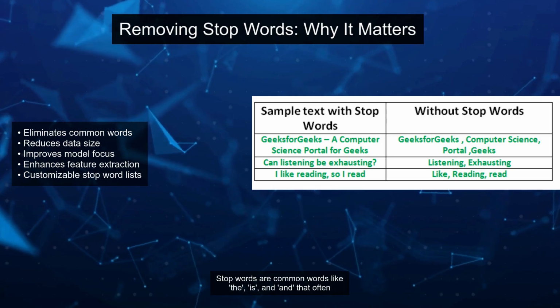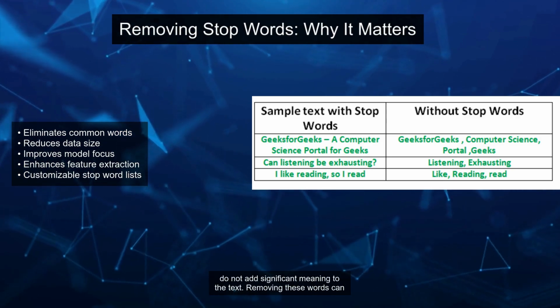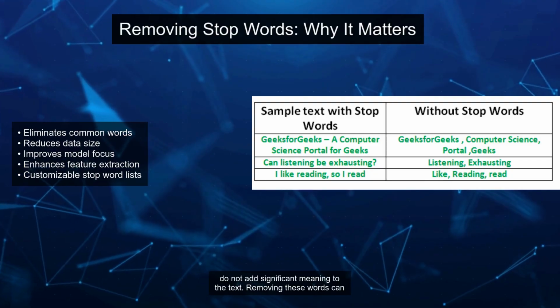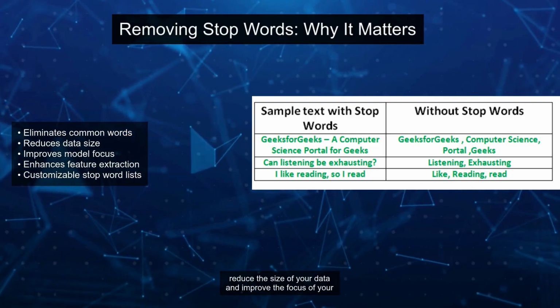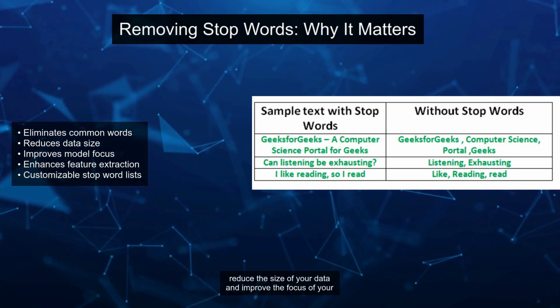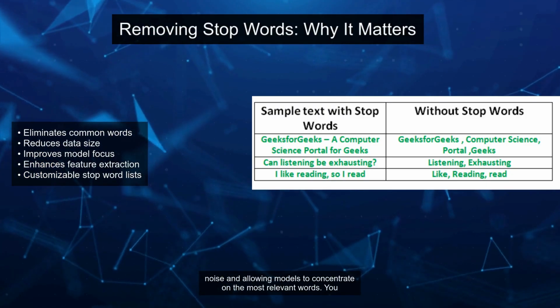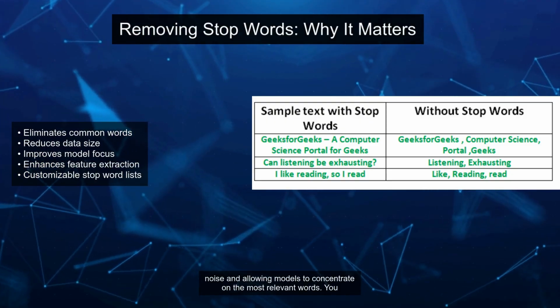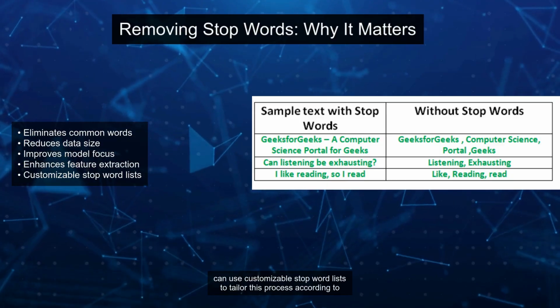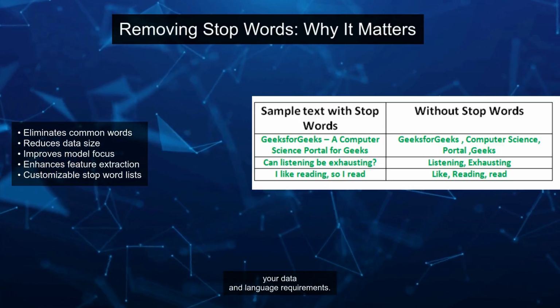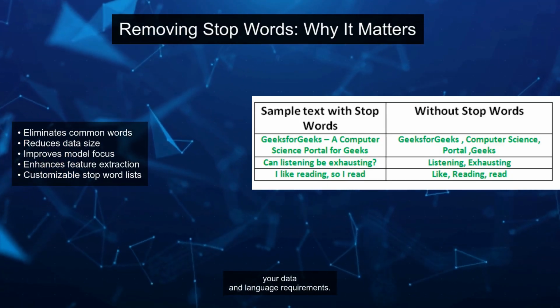Stop words are common words like the, is, and that often do not add significant meaning to the text. Removing these words can reduce the size of your data and improve the focus of your model on more meaningful terms. This step enhances feature extraction by eliminating noise and allowing models to concentrate on the most relevant words. You can use customizable stop word lists to tailor this process according to your data and language requirements.